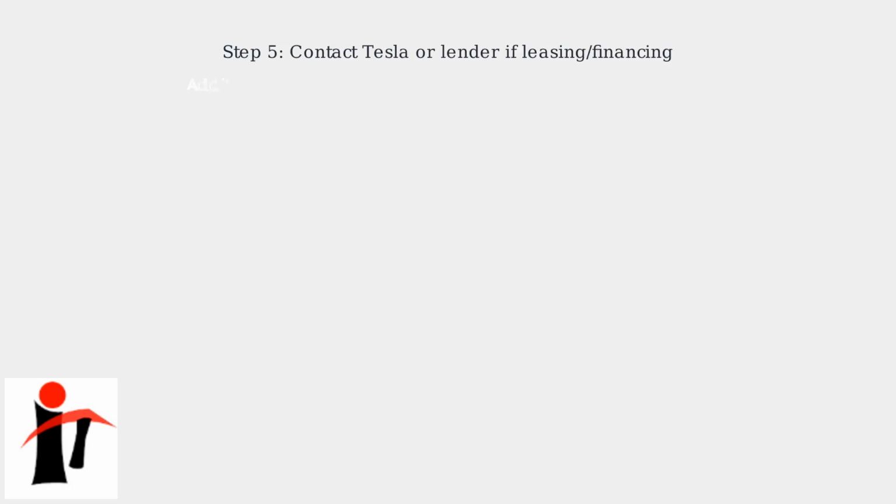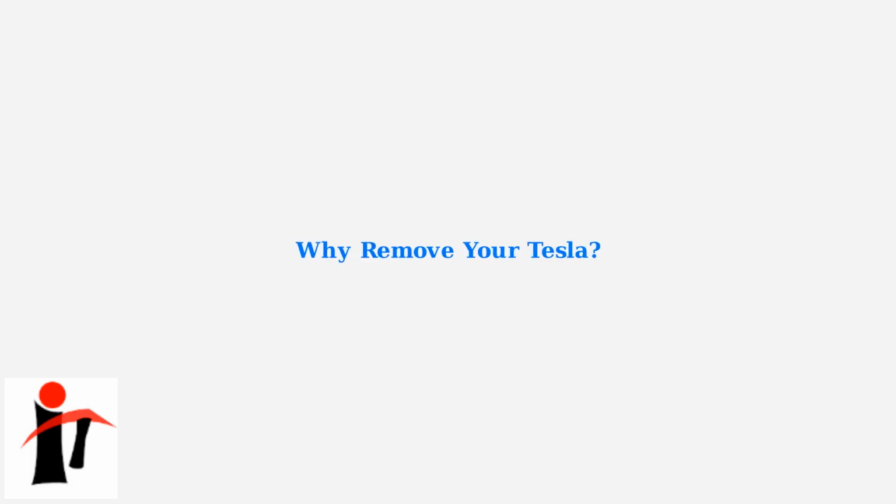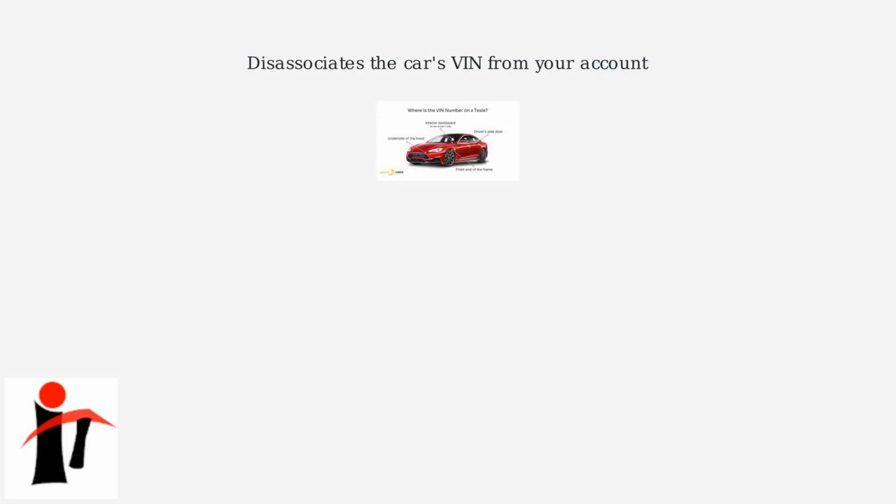If your Tesla is leased or financed, you may need to contact Tesla support or your lender for additional assistance before removal. Removing your Tesla from the app disassociates the car's VIN from your account, revoking your remote access, software update control, and supercharger access. This breaks the link between your account and the vehicle's identification number.